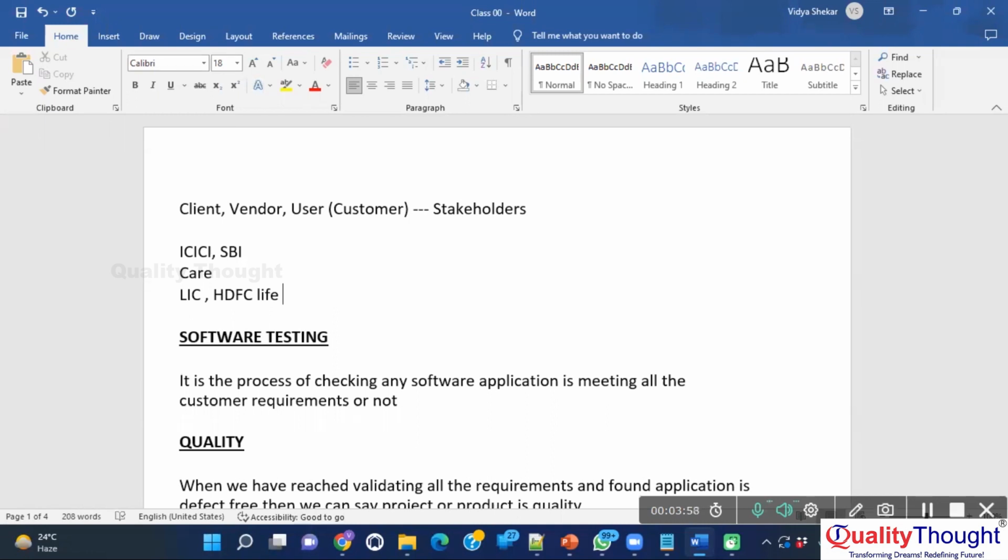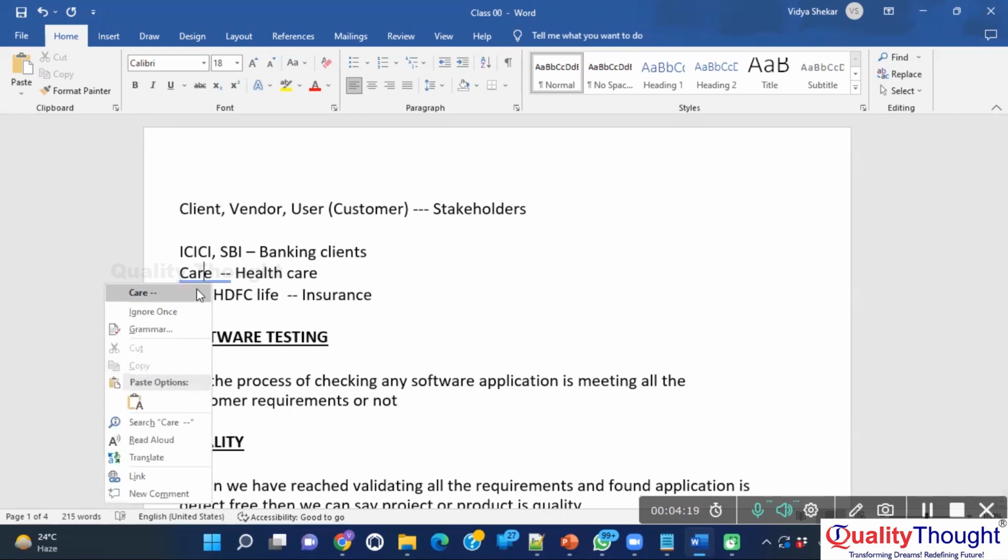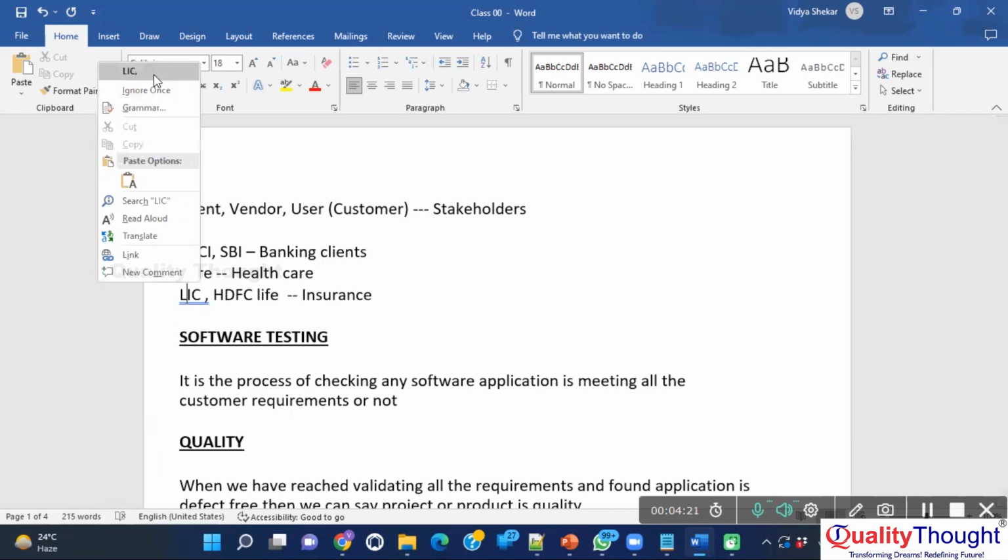These are called banking clients. These are called hospital or healthcare clients. And these are called insurance clients. Is this point clear?